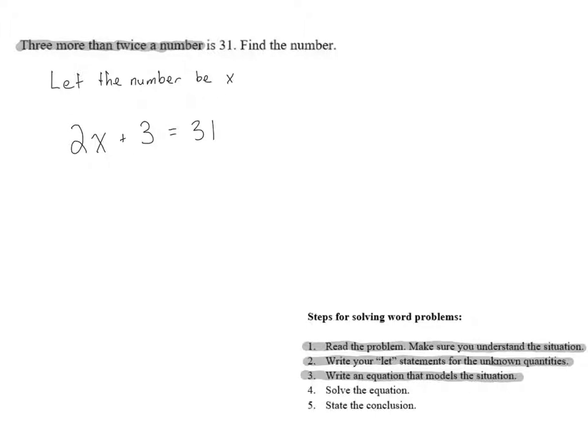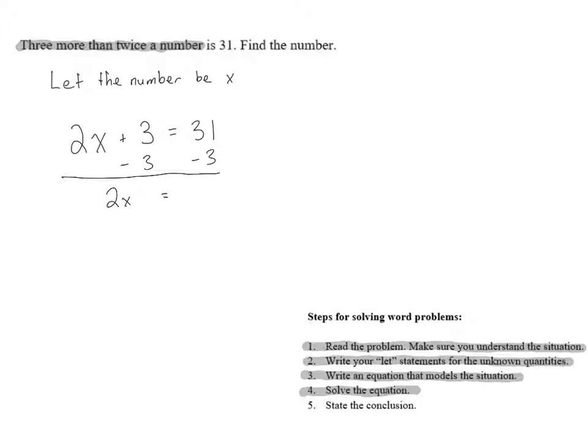And now that we've written the equation, the next step is to solve the equation. So now we need to use the properties of equality to solve this equation. We want to get x alone, and we've got 2x plus 3 on the left, so the easier thing to do is to get rid of that 3 first by subtracting 3 from both sides of the equation. This leaves us with just 2x on the left-hand side, because the positive 3 and negative 3 cancel out.